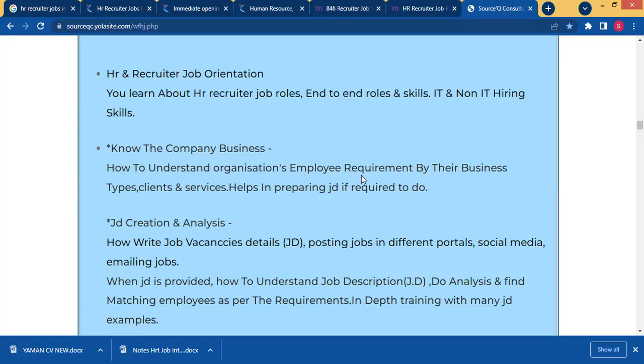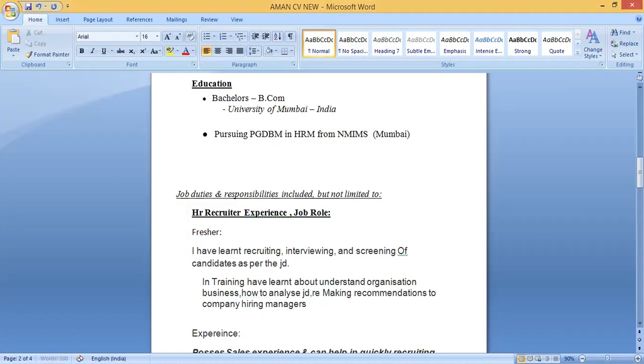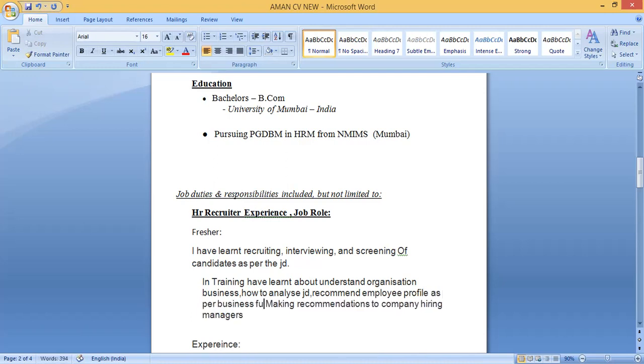Okay, and employee requirements by their business types. This is the point that you can mention. Analyze the JD. Recommend employee profile as per business functions. Right? You understand? See how you are getting points to put in your resume.